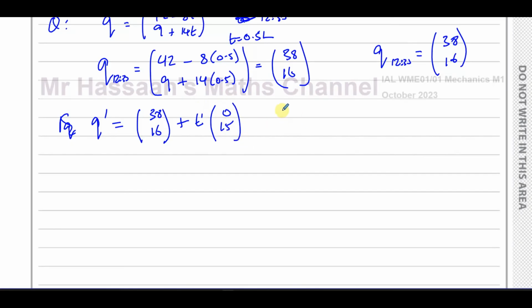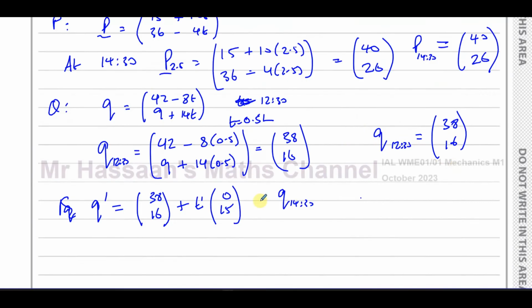And we want to find where Q is at 14:30. Okay, we know where it is at 12:30. So it's going to be 14:30, and this is 12:30. This is where it is at 12:30. So that's 2 hours. So we put T equals 2 into here, and it will be Q at 14:30. Okay, and that's where Q will be.